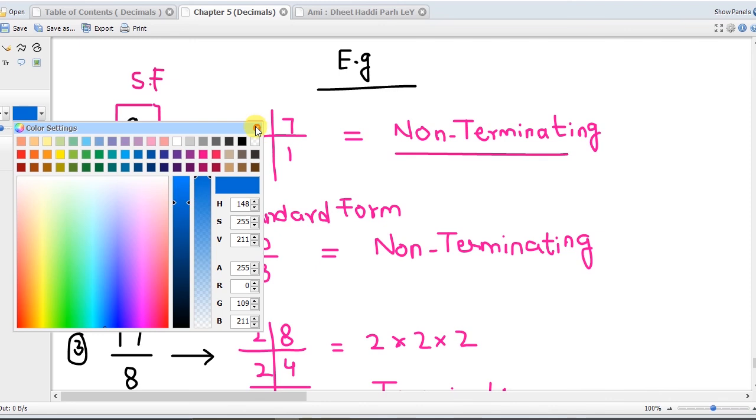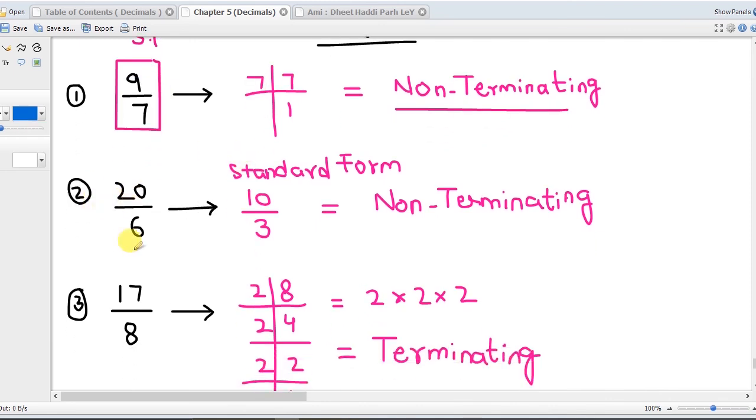Okay. Next question, 20/6. First we have to see whether this fraction is already in the standard form or not. Can this be simplified? Yes, it can. So simplify it, and we get 10/3, using the times table of 2. Now again check, can this further be simplified? No. So this fraction is now in the standard form.